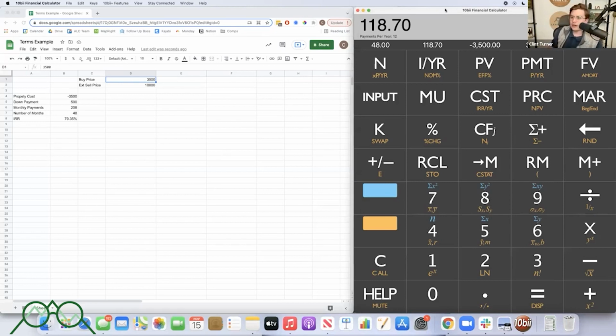Okay, so let's go ahead and jump in here. I'm going to share my screen. If you haven't seen this calculator, I share this in the tools of the trade section. I just have it up here to show you that we'll get the same numbers in Excel versus the calculator. But I just want to walk through this with you here. We're going to use this same example of a buy of 3,500 and a sell of 10,000.